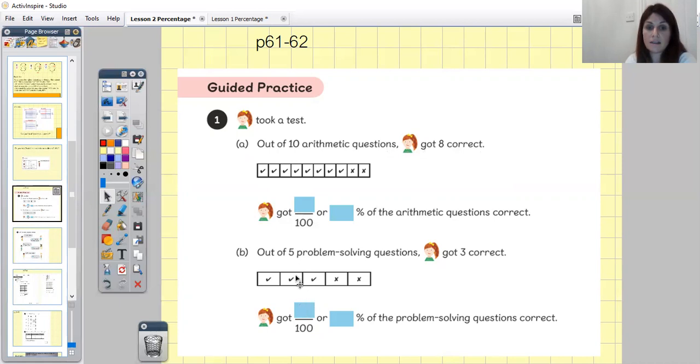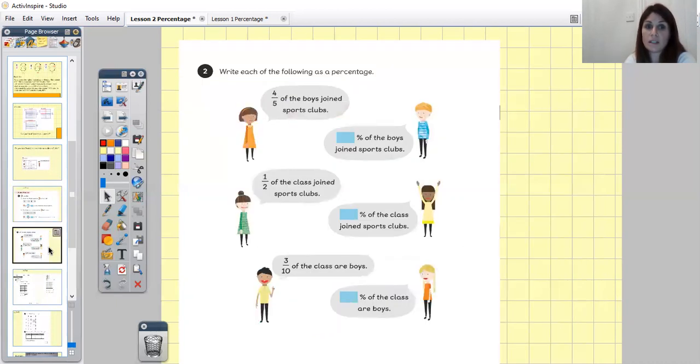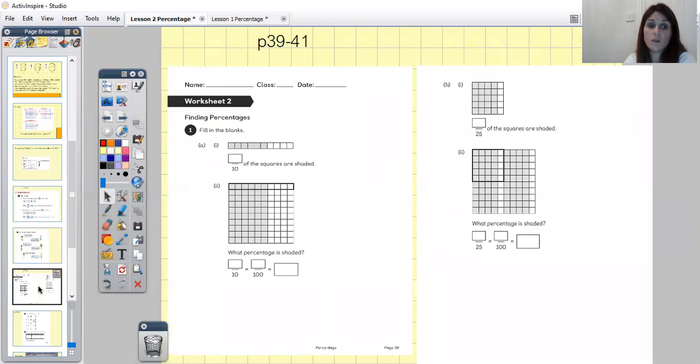All right. So out of 5 problems, that means our denominator is going to be 5. Then we've got another question here. Write each of the following as a percentage. So each time you need to think about making it out of 100 to help you. Your workbook is 3 pages today, so you may not get onto your extension. Those of you who usually do may not get onto your extension today. Don't panic if you don't. It really doesn't matter. It is an extension for a reason.